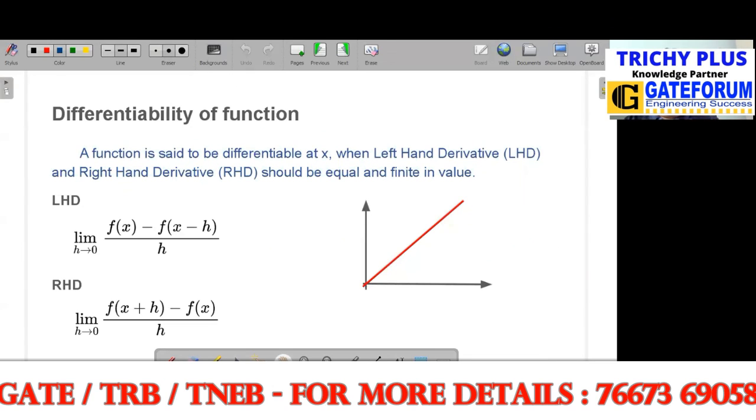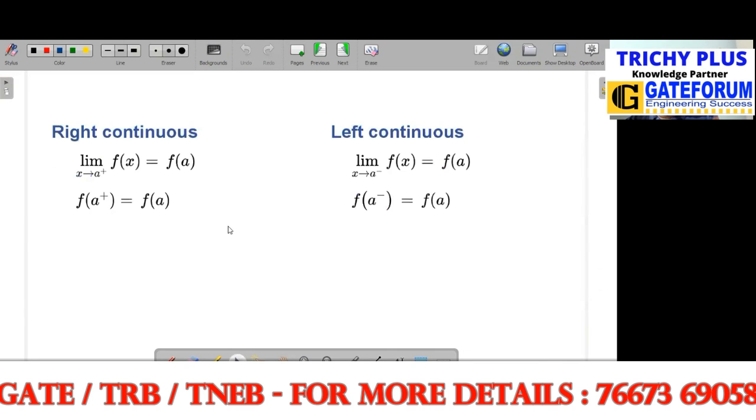Is it correct? What's the time now? Okay, I think we have crossed the time. Fine. So we will stop here and we will continue with the differentiability of a function, and we will see some problems related to continuity.